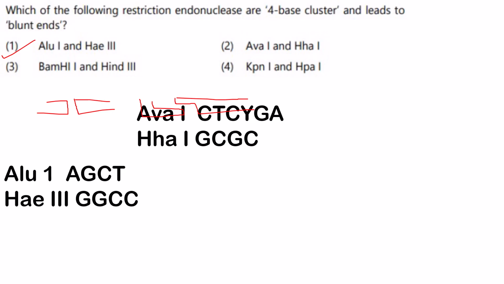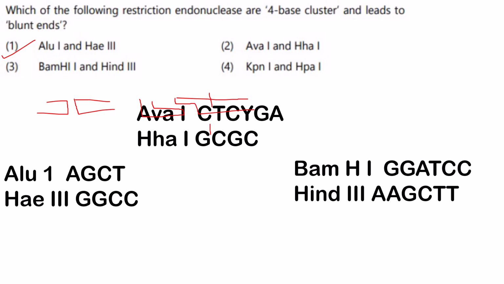Then coming to the next, it is AvaI and HhaI. You can see AvaI is more than 4 bases, whereas HhaI is 4 bases, but HhaI is not cutting directly in the center. It is also generating sticky ends, and I think it will cut here, here, and AvaI also cuts here. So it will generate sticky ends. Then you have the other one, that is BamHI and HindIII. They are also not 4 nucleotides. BamHI will cut here, HindIII will cut here. So again it will generate sticky ends.